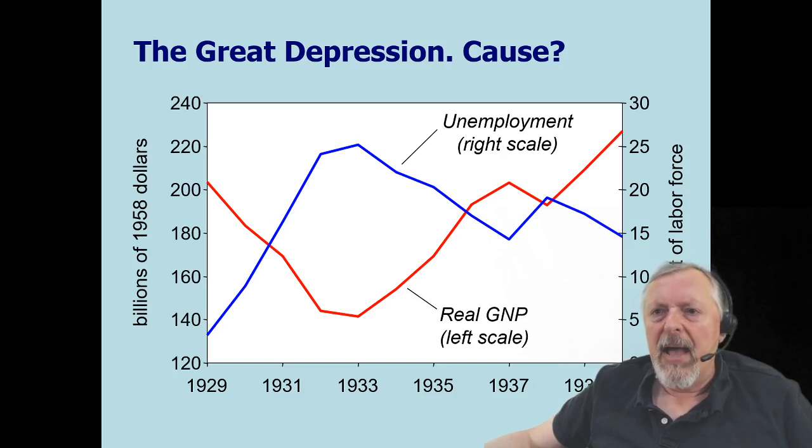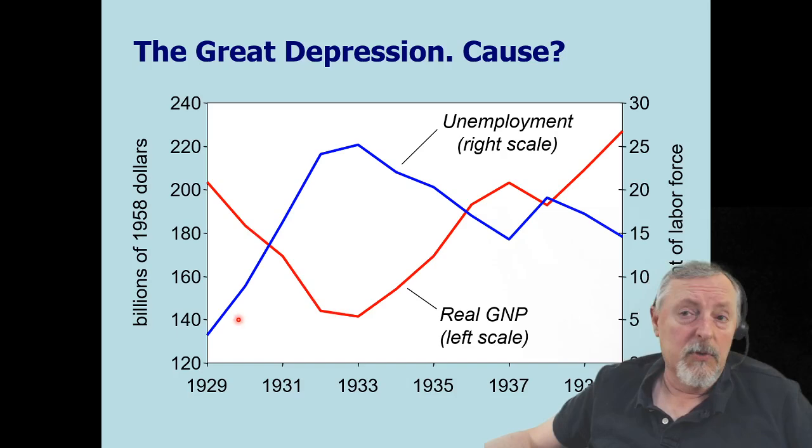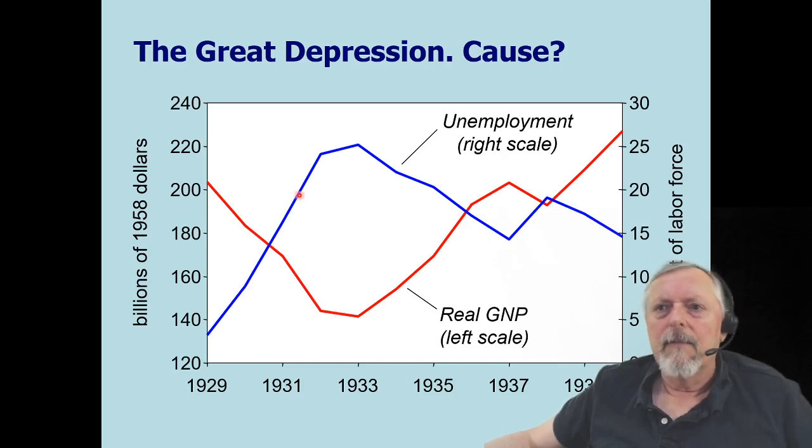Look at the magnitude of the fall in output, and in particular the corresponding unemployment rate. Here, 1933, the unemployment rate was over 25%. That's difficult to imagine how bad the suffering was.